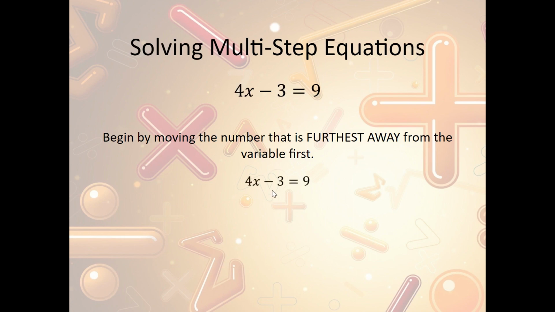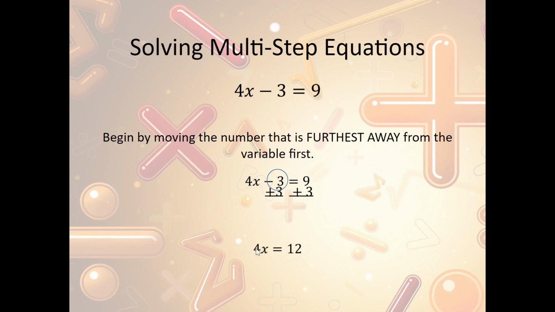So we'll go ahead and add 3 to both sides. And we're left with 4x by itself. Negative 3 plus 3 is 0, so that's really 4x plus 0, which is just 4x. And we have 9 plus 3 is 12, so we're left with 4x is equal to 12.